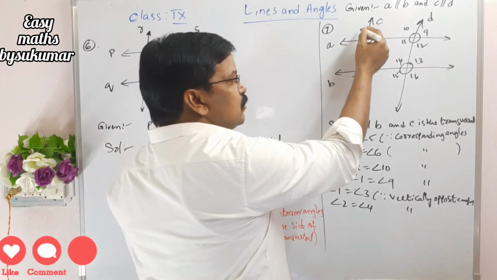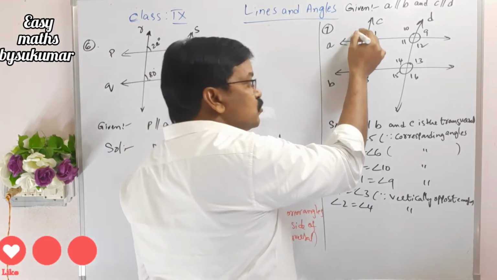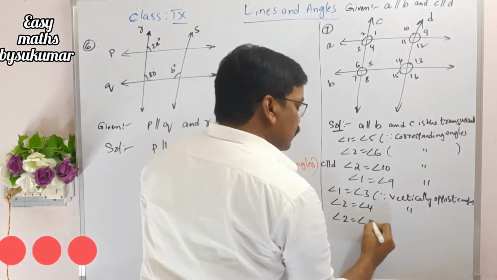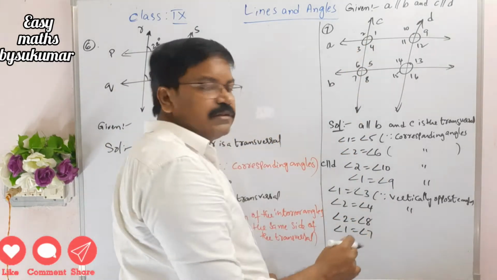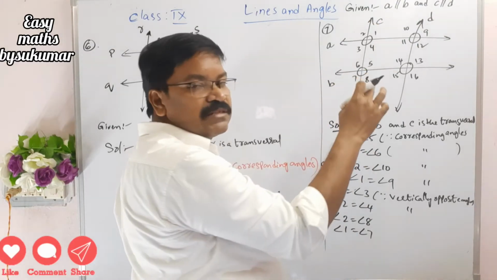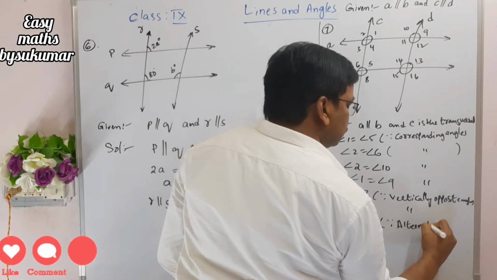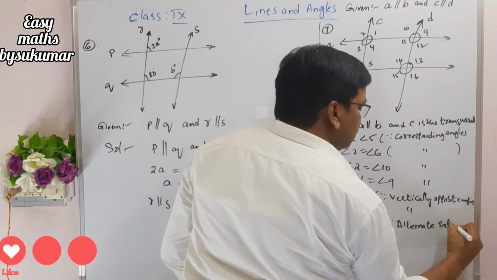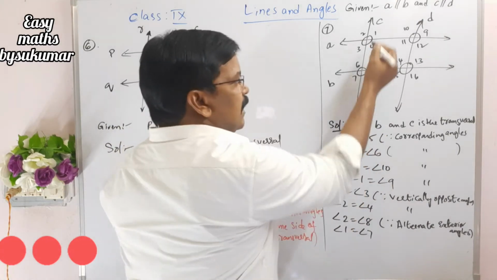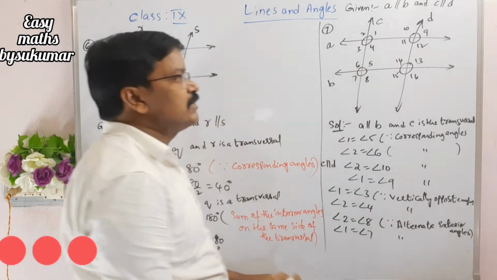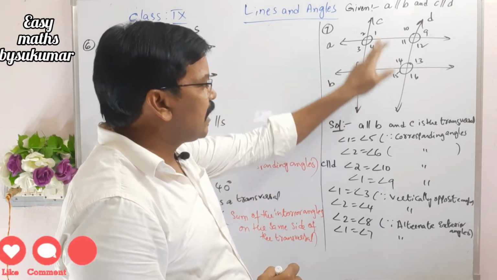Next, angle 2 should be equal to angle 8. Why are angle 2 and angle 8 equal, and angle 1 equal to angle 7 here? Angle 2 and angle 8 are alternate exterior angles, and alternate exterior angles are equal. Similarly, angle 1 and angle 7 are also alternate exterior angles. Okay, my dear students, angle 2 and angle 8, angle 1 and angle 7.